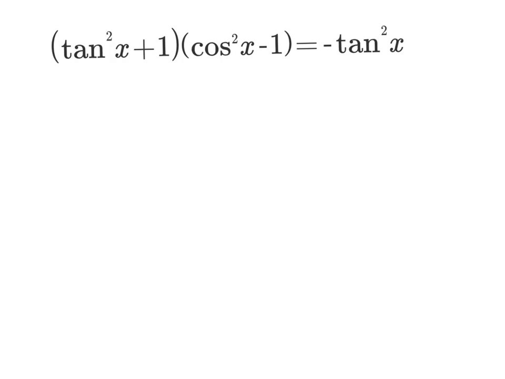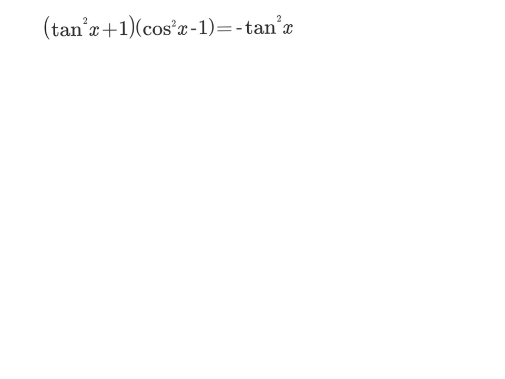Okay, here we've got another one where it looks like the left side is more complicated. And there are a few things that we can do. We could distribute everything on the left, but I'm looking at that tan squared plus 1, and that's reminding me of secant squared. So I'm going to substitute that. And then cos squared minus 1. I think I'm also going to use a Pythagorean identity for the cos squared. Cos squared is 1 minus sine squared, and then we still have the minus 1.